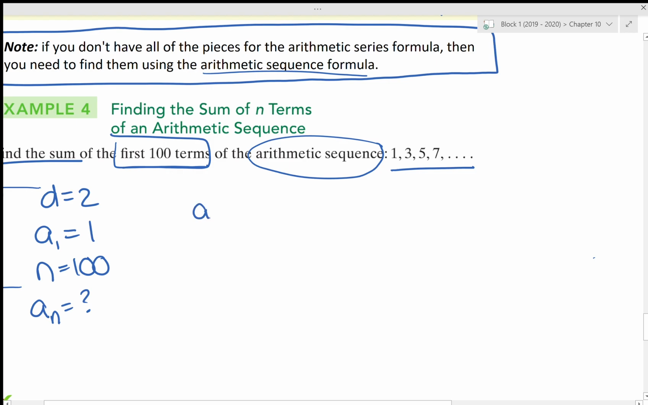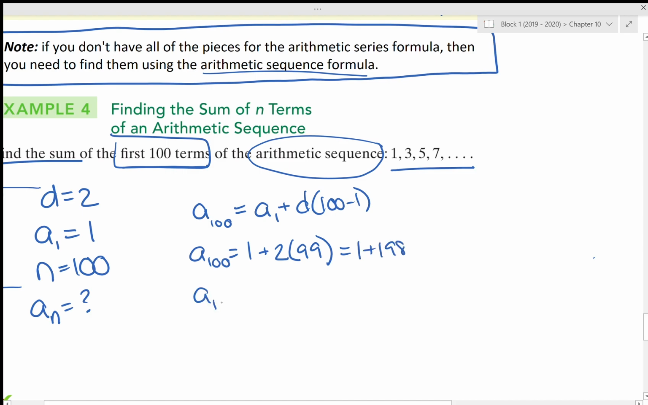So to figure out what a of 100 is, I need to take my first term and add it to my common difference times 100 minus 1. So a of 100 equals 1 plus 2 times 99. 2 times 99 is 198, plus 1. I get a 100th term of 199. You have to use the sequence formula in order to figure this out.